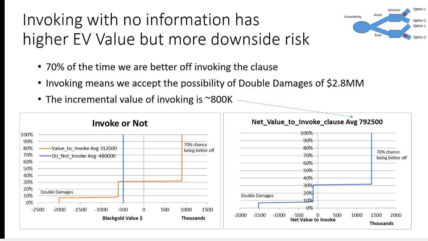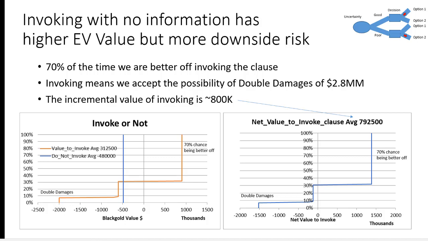The incremental value of not invoking is $800,000. And there's a 70% chance that we're going to be better off. But it also means by invoking that we accept the possibility of double damages of $2.8 million. And that's shown down here.